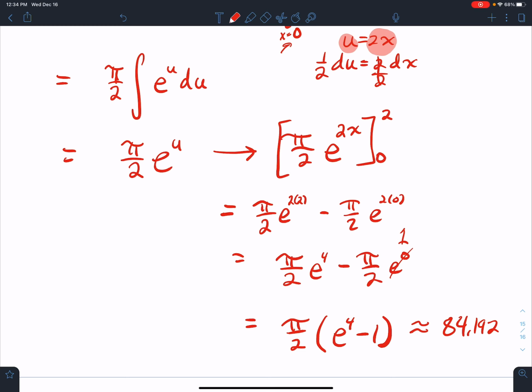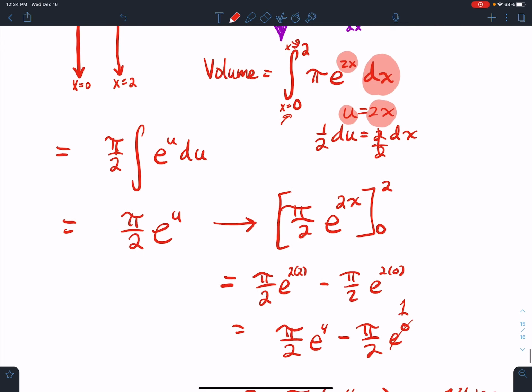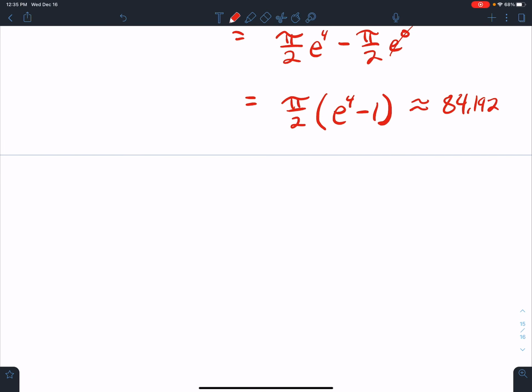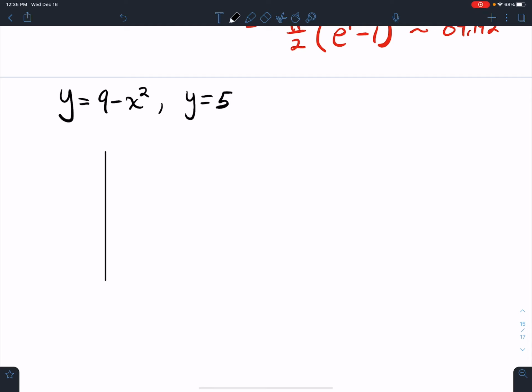Okay? So let's try another one, and instead of a disk, we're going to see if we can figure out how this washer thing works. Okay, so let's try a washer. y equals 9 minus x squared, and y equal to 5. Okay, so I'm going to graph this. And it's the same setup. I'm going to rotate about the x-axis.